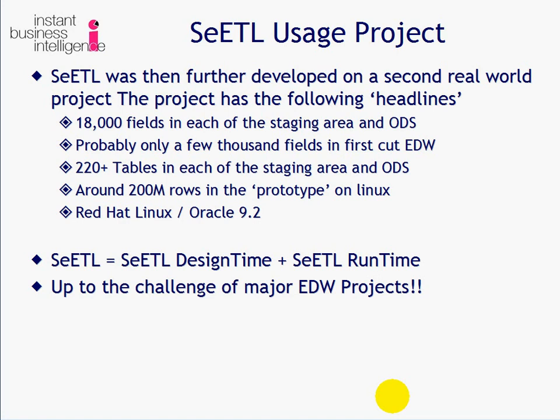We had around 200 million rows in the prototype, which was on Linux, and that was Red Hat Linux with Oracle 9.2. And yes, we were able to put the mapping for the 18,000 fields into a single worksheet, and we were able to generate the 440 plus views that were required out of that spreadsheet, and use the C++ engine to pump data from the staging area with all the key allocations done correctly into the single integrated ODS. So really quite something.